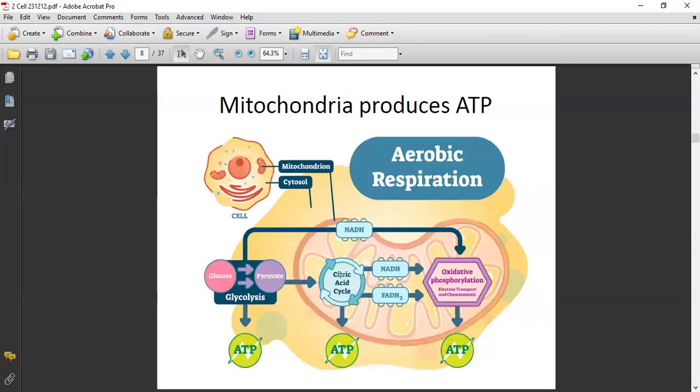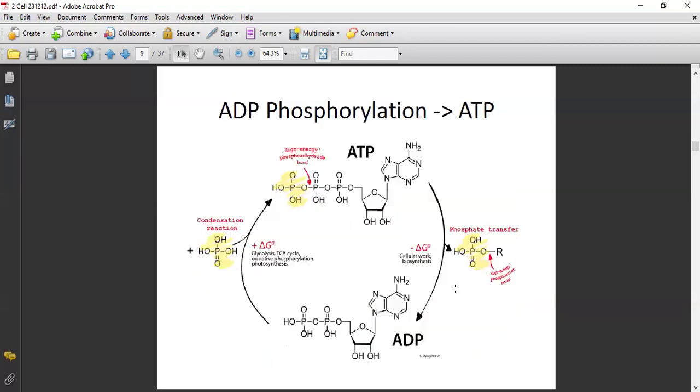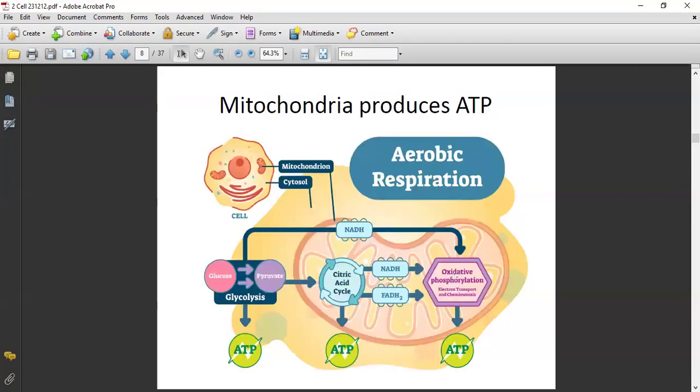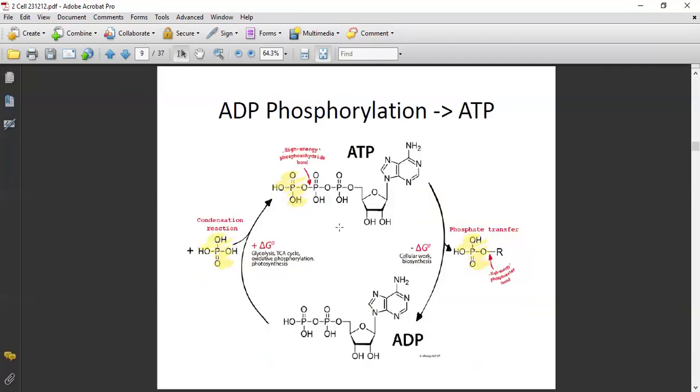Going through the citric acid cycle, it breaks down this pyruvate to produce two important molecules, that is NADH and FADH2. Then these will go through the electron transport chain to produce ATP. Through this electron transport chain, we basically produce ATP by this process.